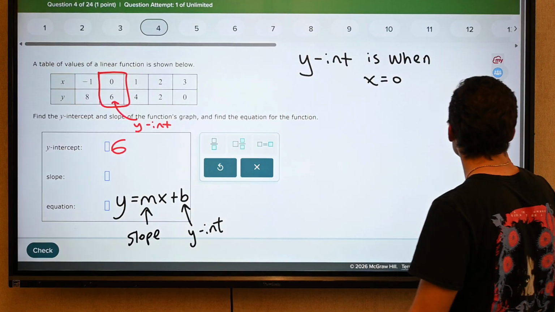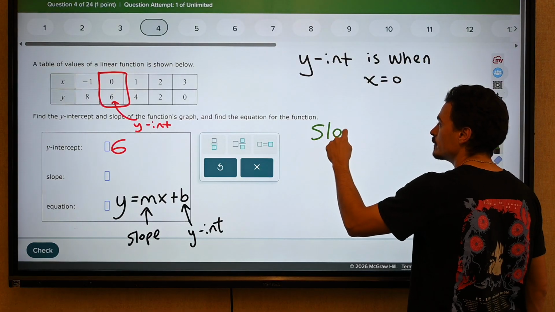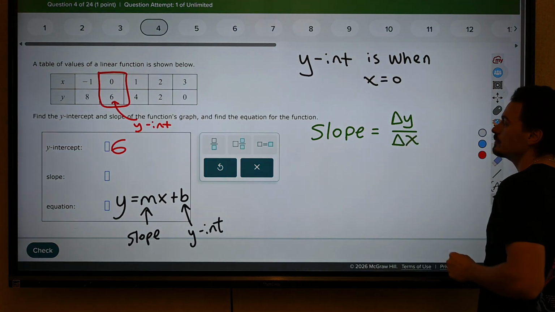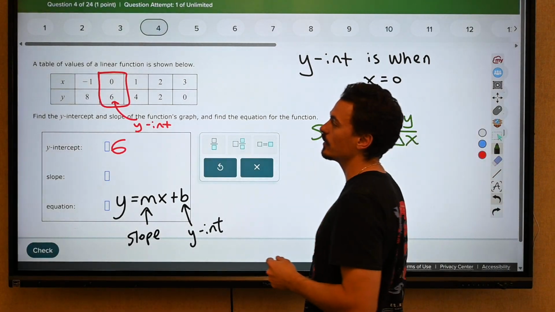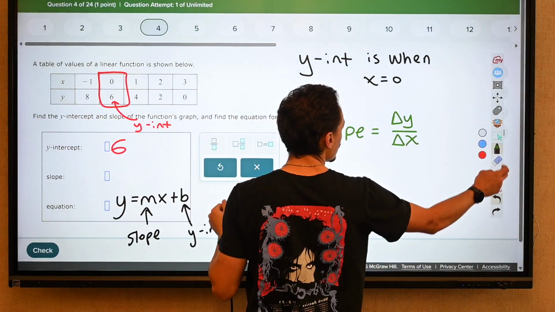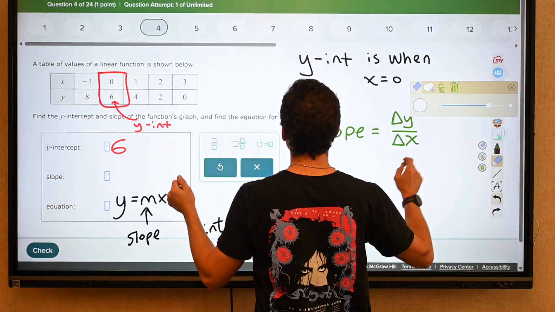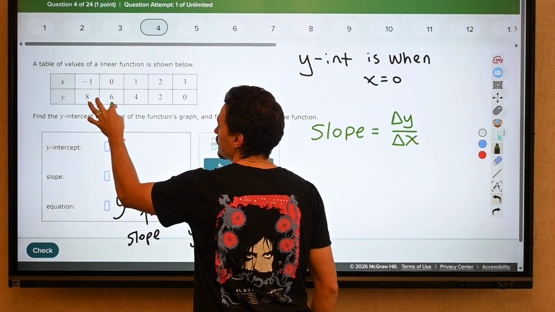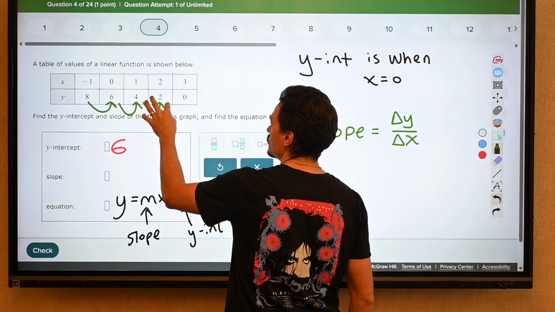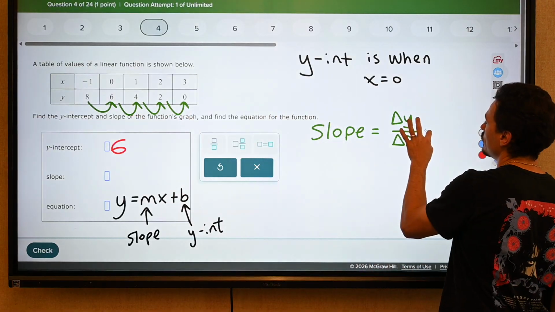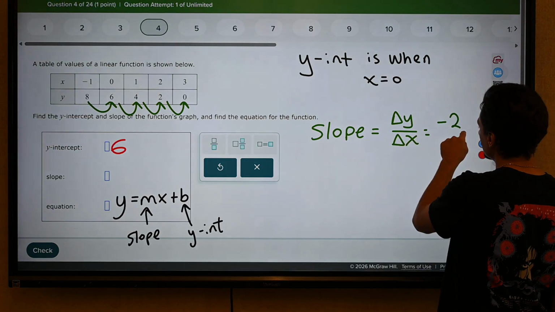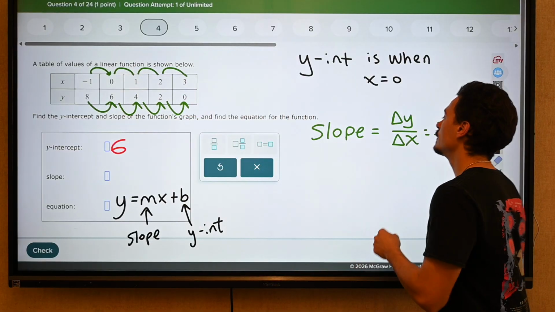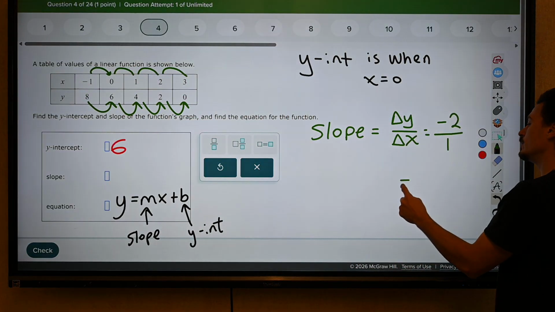Now, slope. I'll do this in green. Slope is equal to the change in y over the change in x. If you look here at our table, our change in y is going down 2, down 2, down 2, down 2. So that would equal -2 for the change in y. And the change in x is going up 1, up 1, up 1, up 1, so that's going to be 1. -2 over 1 is equal to -2.